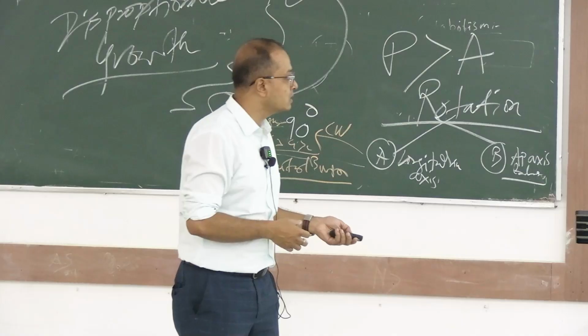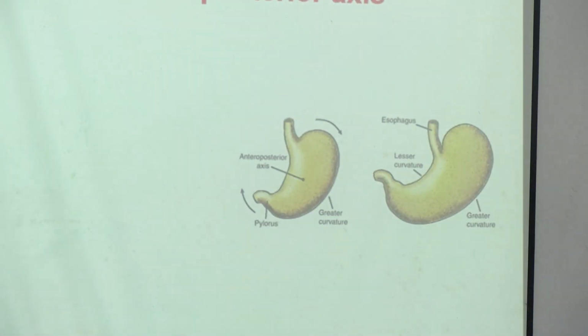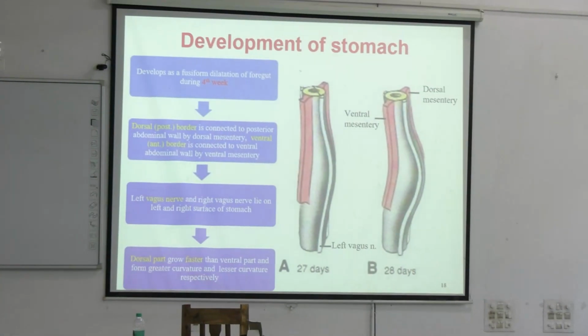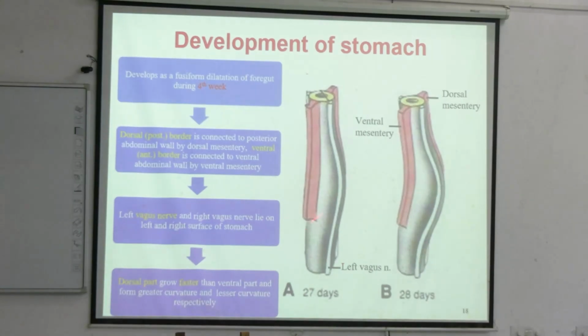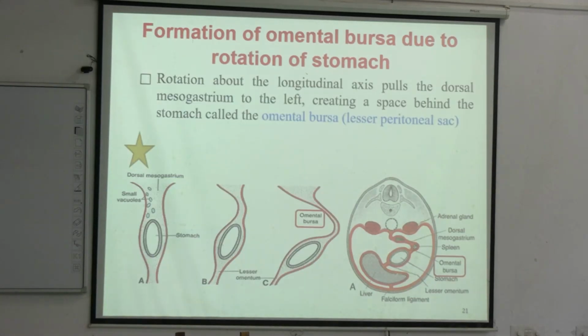What do you mean by the dorsal mesogastrium, by the way? We have two kinds of mesentery attached to the stomach. Remember, this part we call ventral mesentery or mesogastrium. The posterior one we call dorsal mesogastrium. Dorsal mesogastrium is present throughout this. This one becomes the greater omentum. This one becomes the lesser omentum.